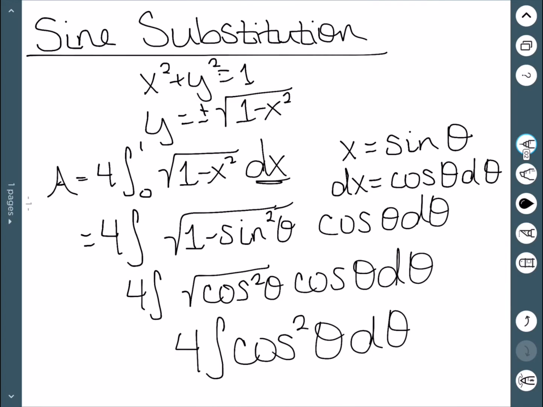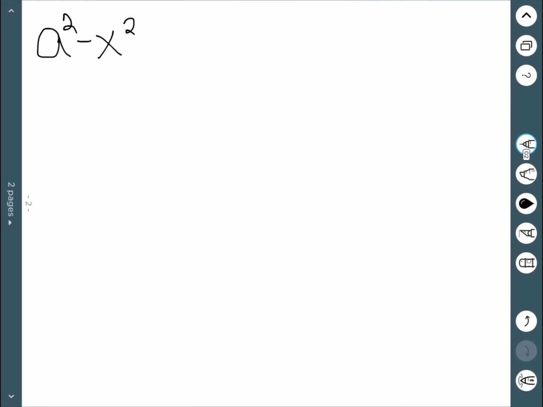So this is essentially the setup. We're going to want to do this kind of trig substitution, in particular the sine substitution, anytime we see a squared minus x squared, where a can be any number. And in this case, what we'll do is we'll let x be equal to a sine theta.